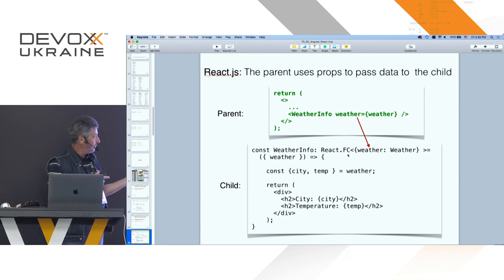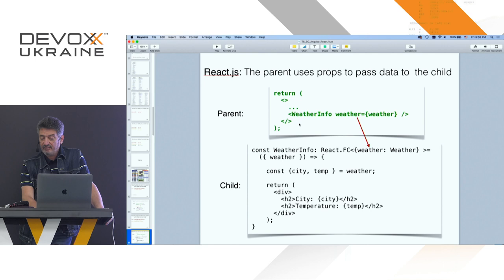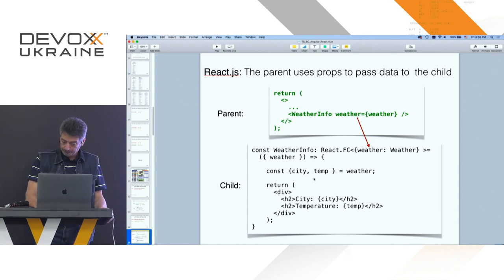Let's take a look at this example. I have a parent component, and there is some piece of code, angle brackets, and in there, weather info. Weather info is a child component. Parent has a child, weather info. From this line, I can see that apparently the weather info component has props called weather, and we can pass, I guess I have an object named weather over here as well. Let's take a look at the child.